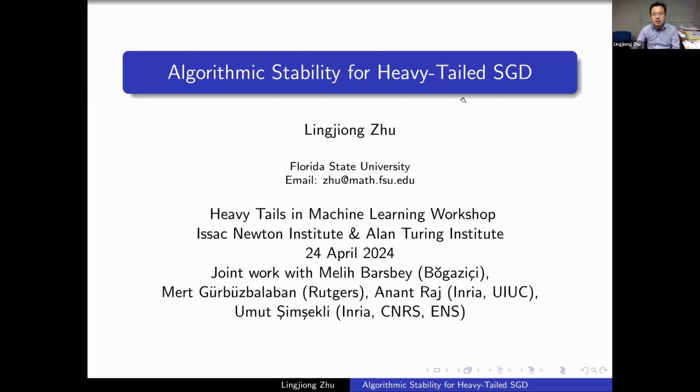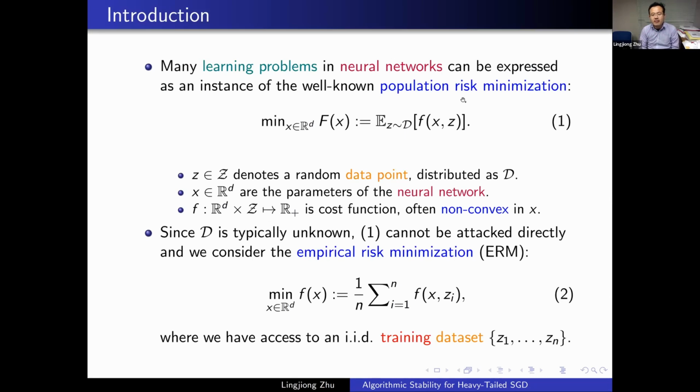Okay, so let's see. Everybody knows that a lot of machine learning problems eventually boil down to a population risk minimization problem, such as equation one. So the goal is to minimize the expected value of a certain loss function. Here X is the parameter of the neural network, and Z is a random data point distributed according to some unknown data distribution D.